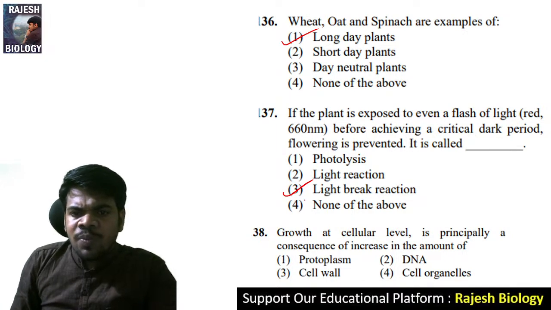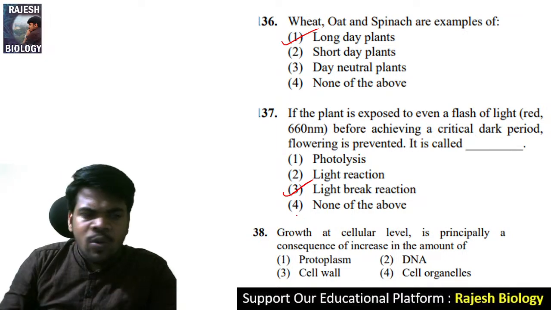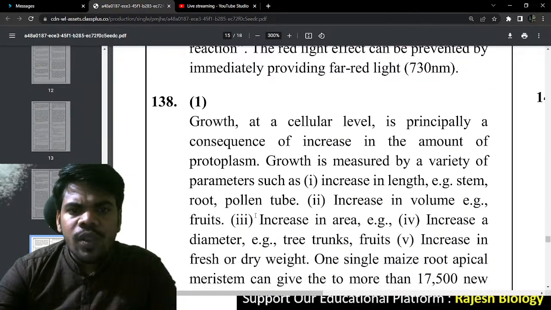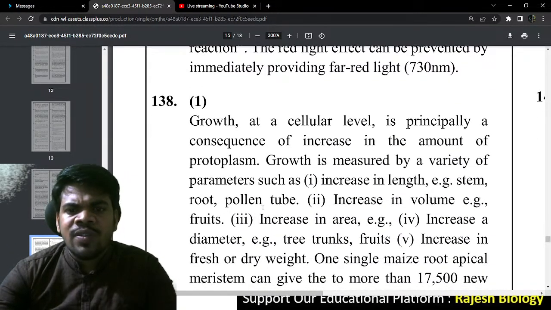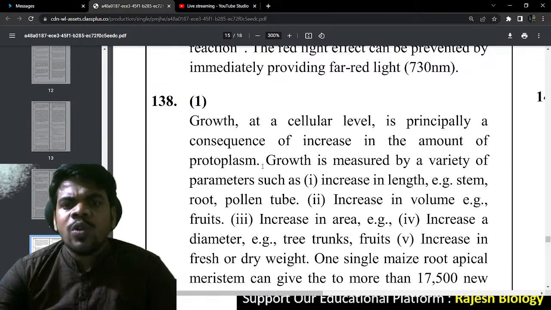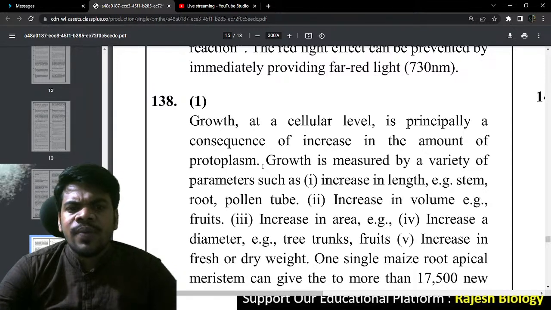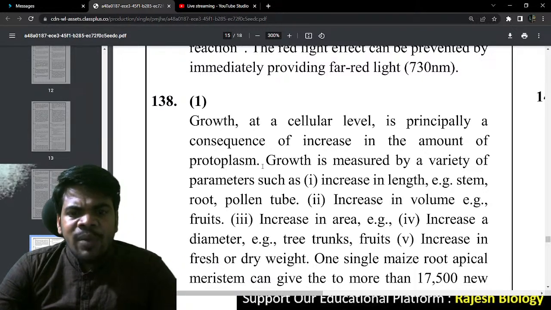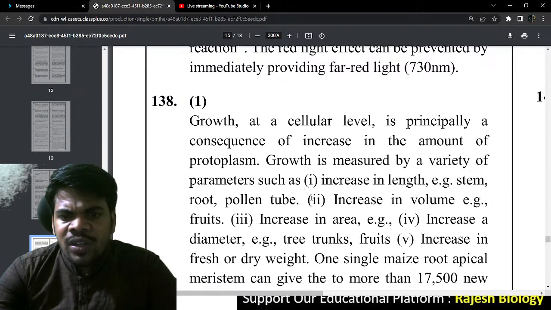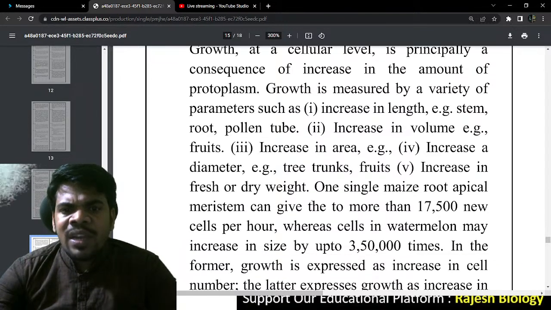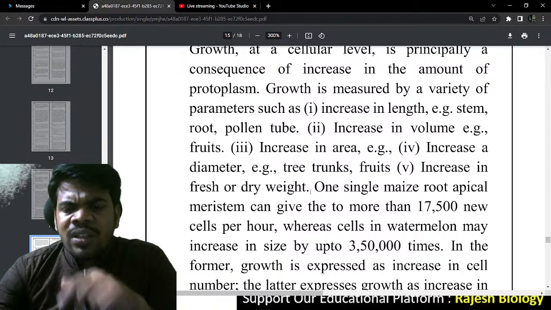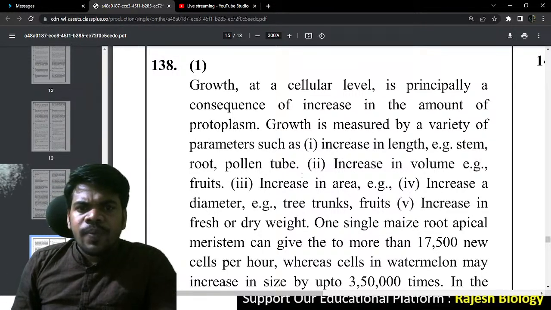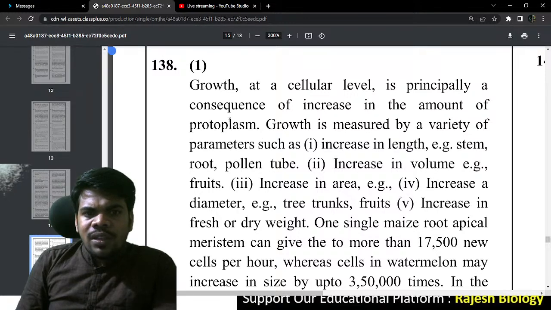Growth at cellular level is principally a consequence of increase in the amount of what? Growth at a cellular level is principally a consequence of increase in the amount of protoplasm. Growth is measured by a variety of parameters like increase in length, increase in volume, increase in area, increase in diameter, and increase in fresh or dry weight. One single maize root apical meristem can give more than 17,500 new cells per hour. So like this, different types of things are there in this growth. Cellular level means protoplasm is the right answer.